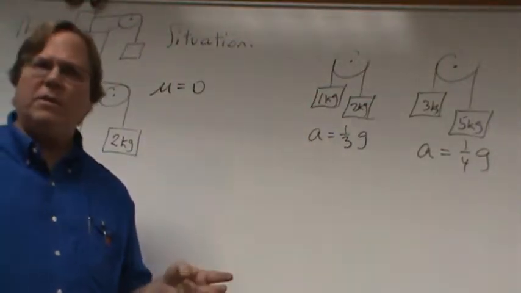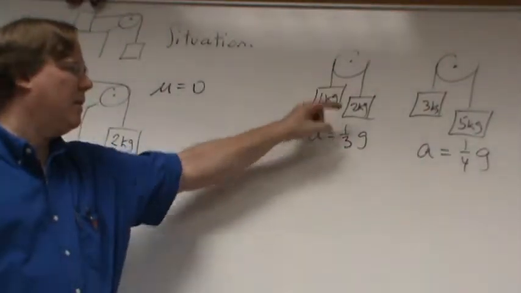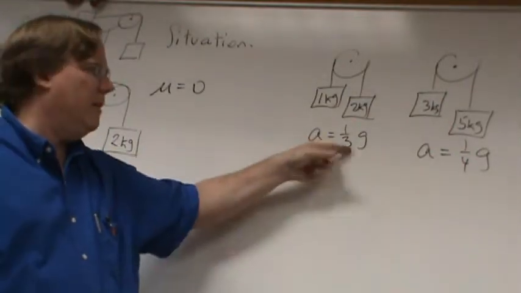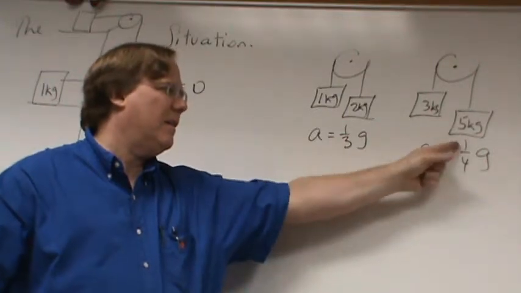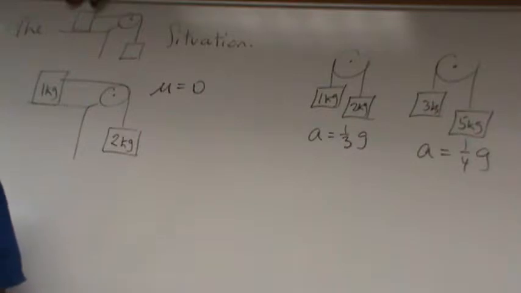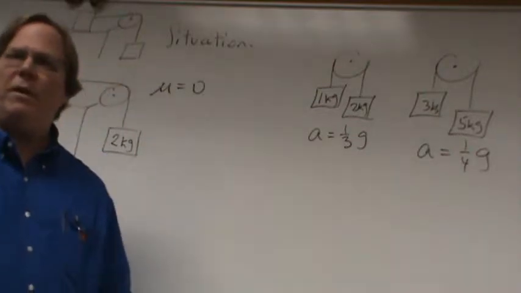No. What was it? Noah, what was the answer? So if you add the 1 and the 2 kilograms, you're going to get 3 kilograms, and the difference is 1 kilogram, so it's 1/3. And then good. Over there, it's a total of 8 kilograms with a difference of 2, so you can reduce that to 1/4. Good. You guys okay with that? And did we talk about why that's so? No. Okay.